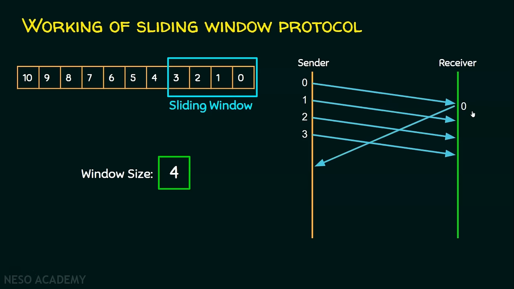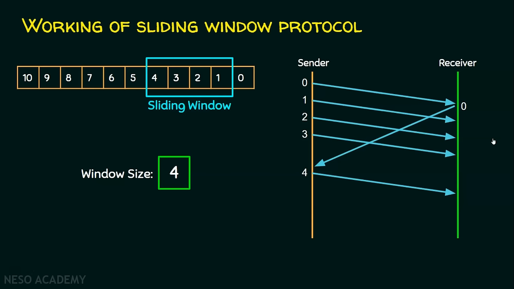Let's say the receiver is acknowledging frame 0. So this is an acknowledgement. If you observe here, frame 0 is received by the receiver and the receiver has acknowledged that frame 0 is received. Once frame 0's acknowledgement is received by the sender, it can send the next frame, that is frame number 4. Now frame 4 is sent, but keenly watch the sliding window. This sliding window starts sliding a little bit. It means frame 0 is acknowledged and frame 4 is sent.